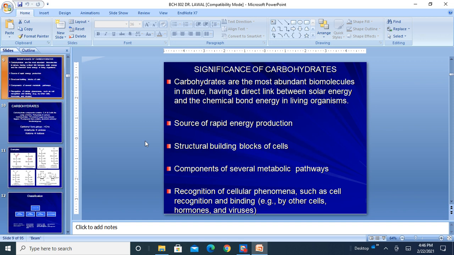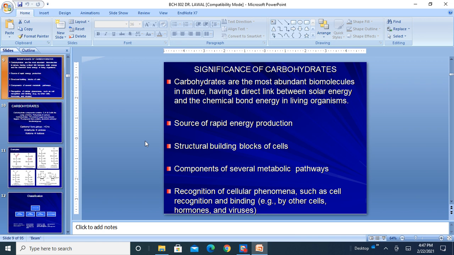Now, carbohydrates are the most abundant biomolecules in nature. They have a direct link between trapping solar energy into chemical bonds, via which living organisms would produce energy. They are also a source of rapid energy production. The stored energy inherent in them can be used as a quick source of rapid energy via their breakdown through several degradative pathways, such as the glycolytic pathway that would yield ATP, as well as some other amphibolic intermediates.